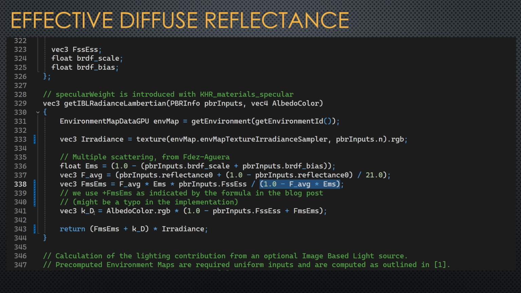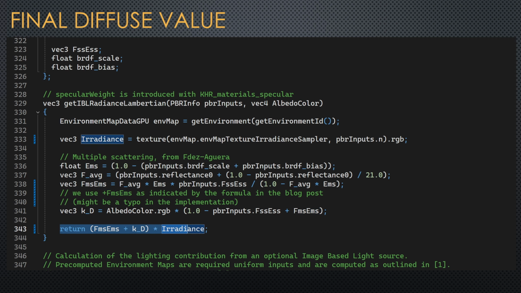Next, we calculate the effective diffuse reflectance. We subtract the single scattering specular energy from 1 to get the remainder, and we multiply it by the base color. But this is too simplistic, so we add back the energy from multiple scattering. This ensures the material doesn't look unnaturally dark. The last line in this function calculates the final values of diffused light. We add the multiple scattering energy factor to the effective diffuse reflectance and multiply the result by the ambient light we sampled from the environment.